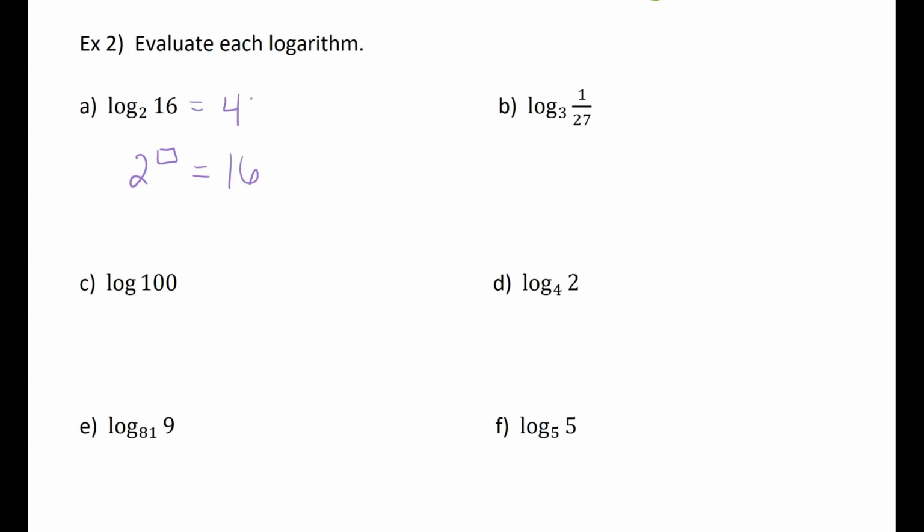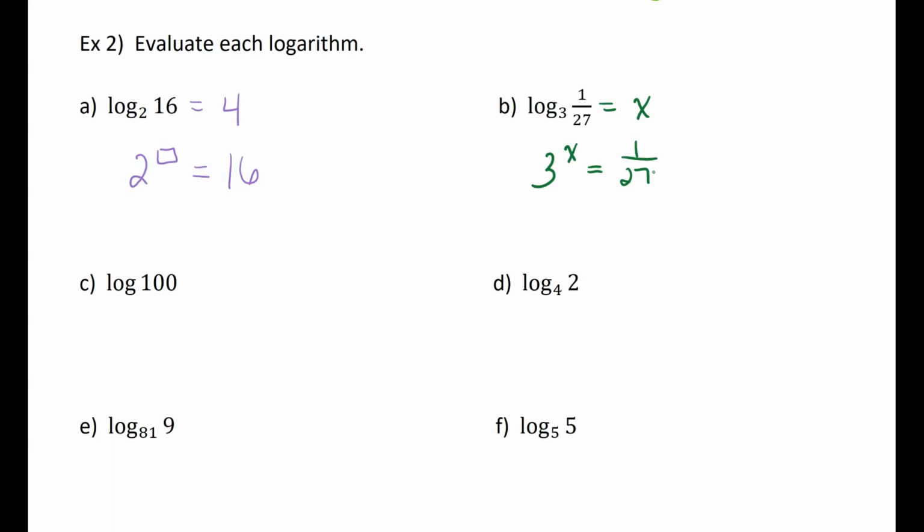All right. So for the next one, where we have log base 3 of 1 over 27, it is perfectly fine if you want to set it equal to a variable. That works as well. And if we re-express this, this becomes 3 to the x power is equal to 1 over 27.